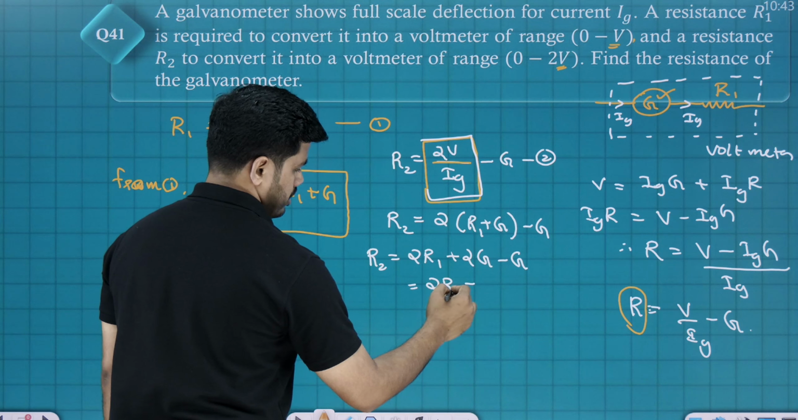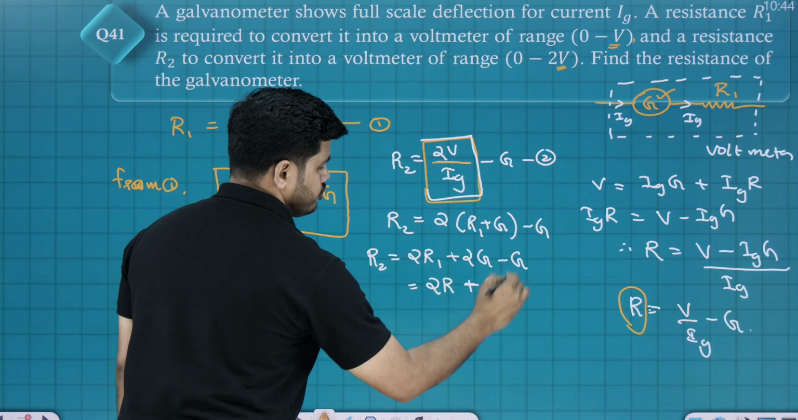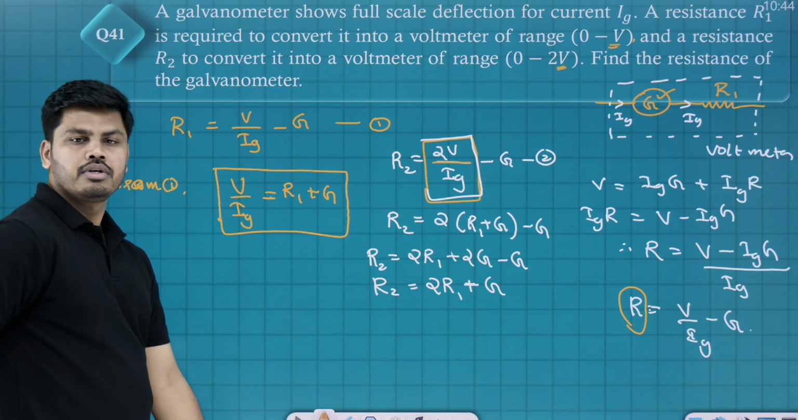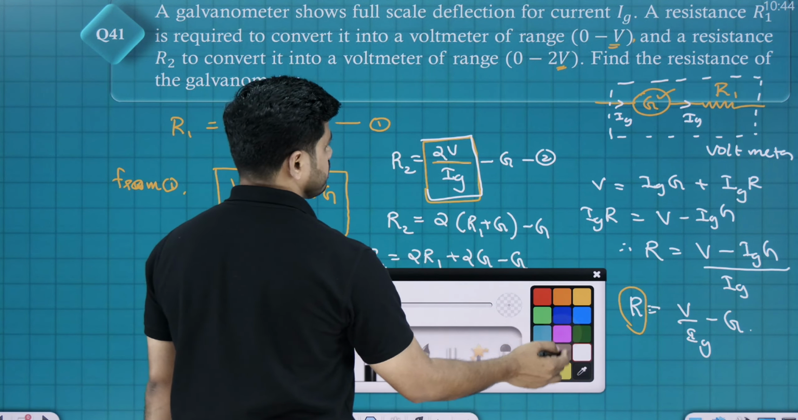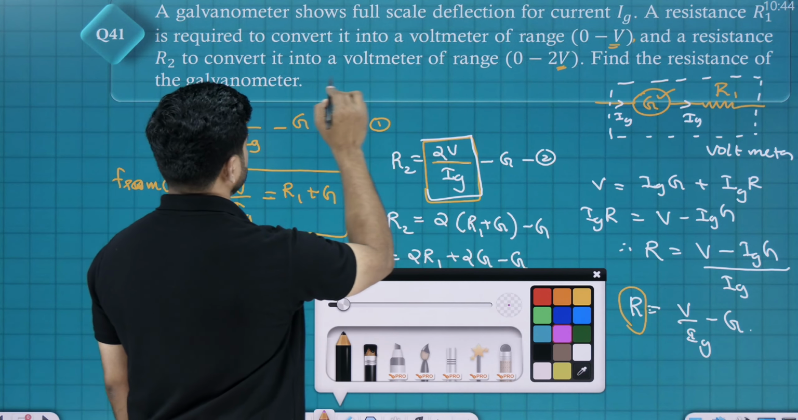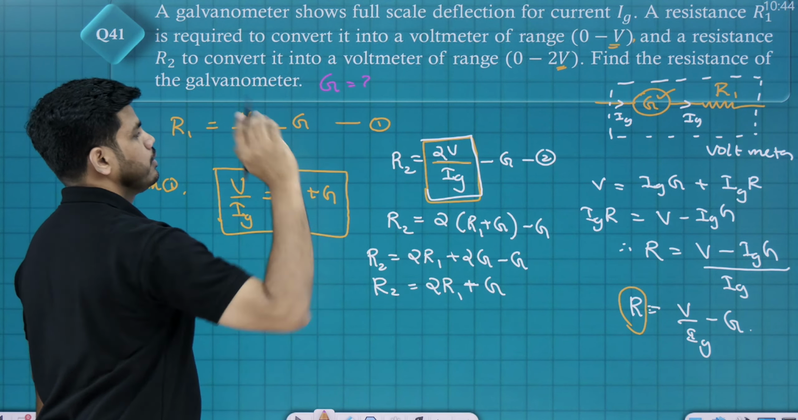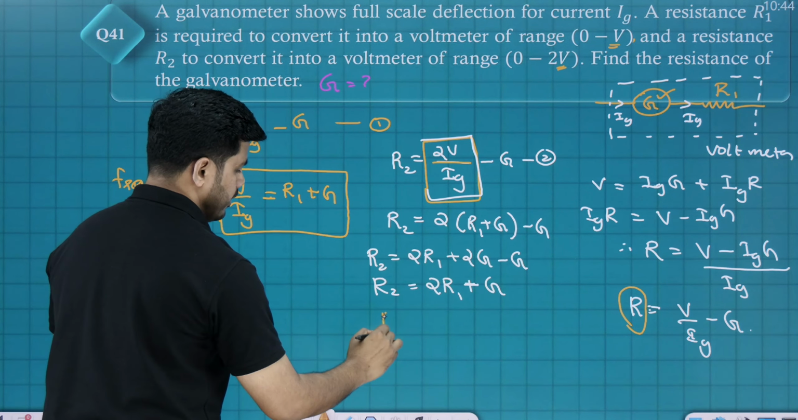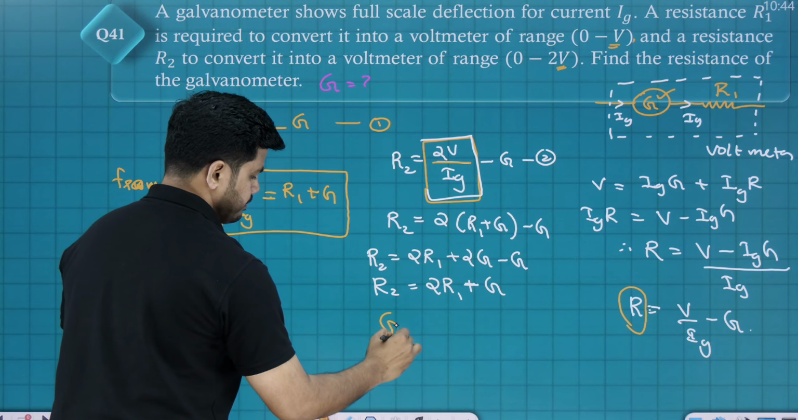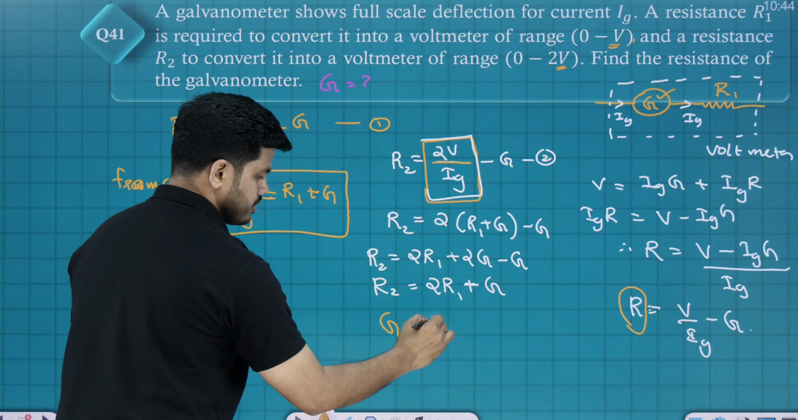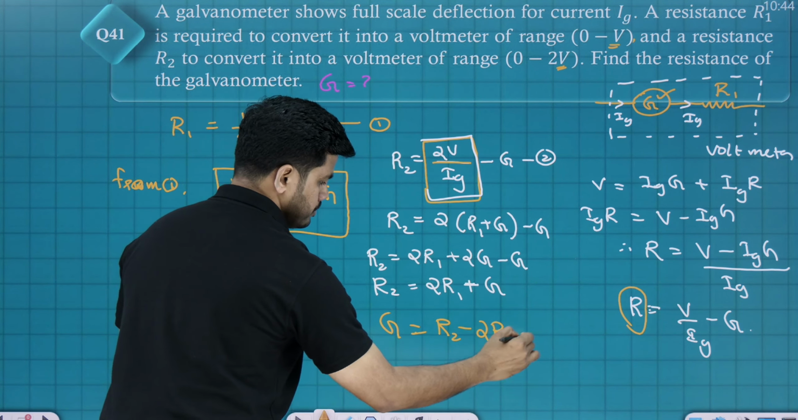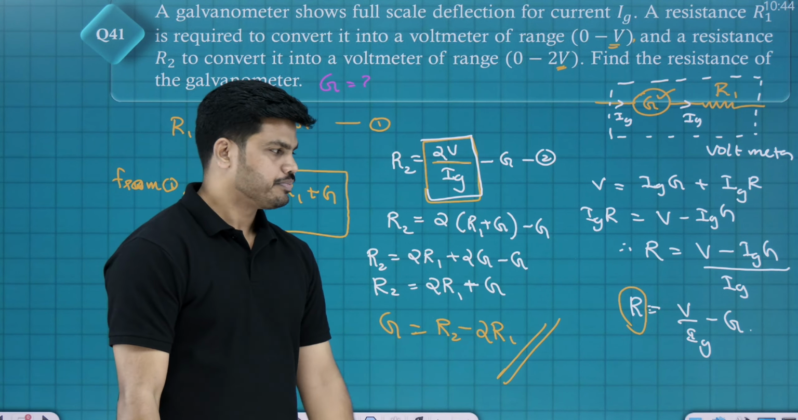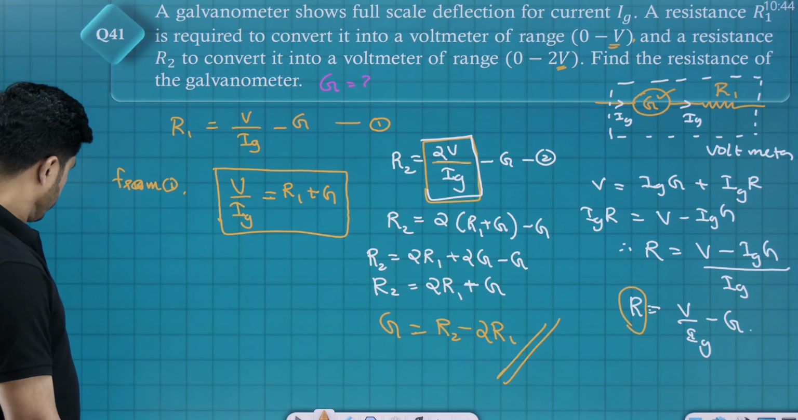So 2R1 plus G. That's what we got, R2 on the LHS. The question was to find out the resistance of the galvanometer, right? So we have to find out the G value. Just rearrange the equation. So we get finally G is equal to, if I take G on one side, R2 minus 2R1. That is the expression for the resistance of the galvanometer in this case. Okay, right, fine. So moving on to the next.